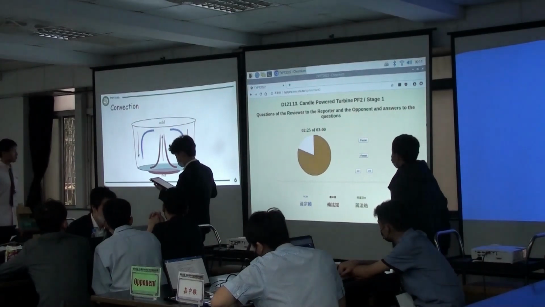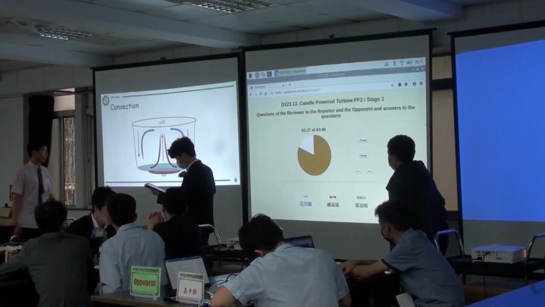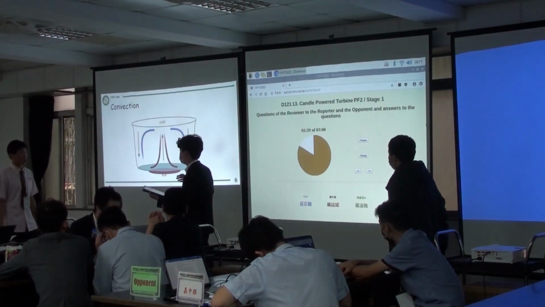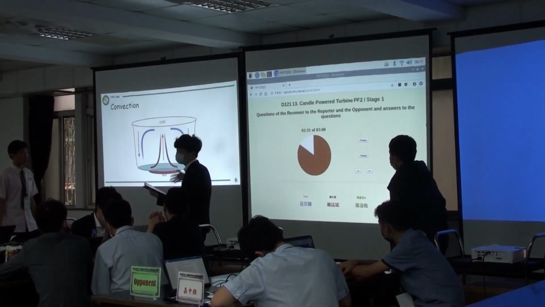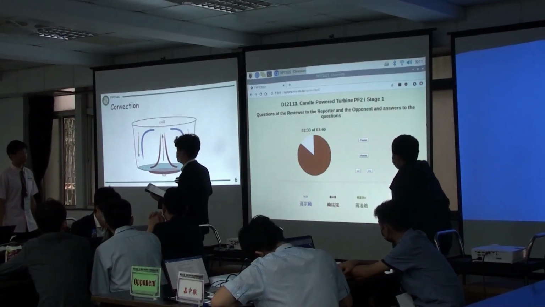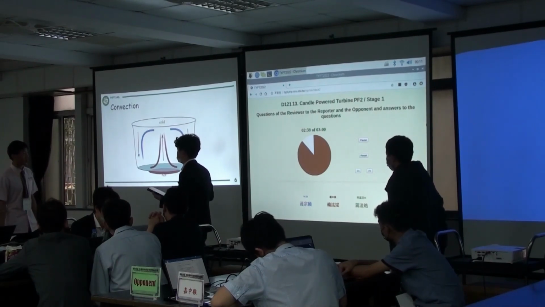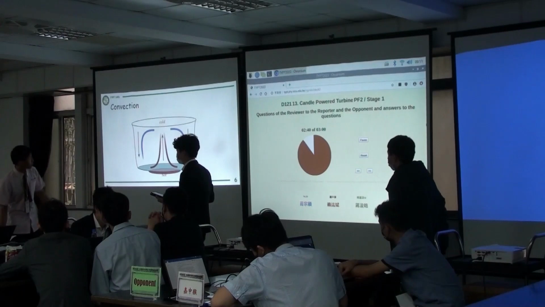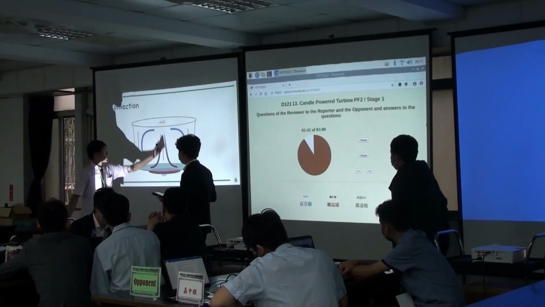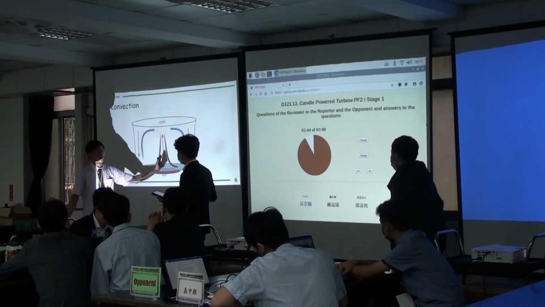So the convection used in your theory. Do you think the convection is the same when you observe, given that your background paper will affect the relative velocity of your airflow? Do you think that will affect your results, yes or no? No. The main focus will be the middle.